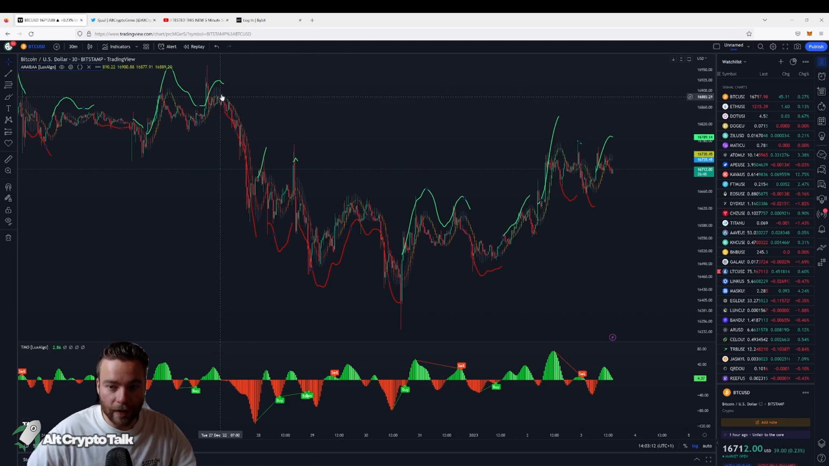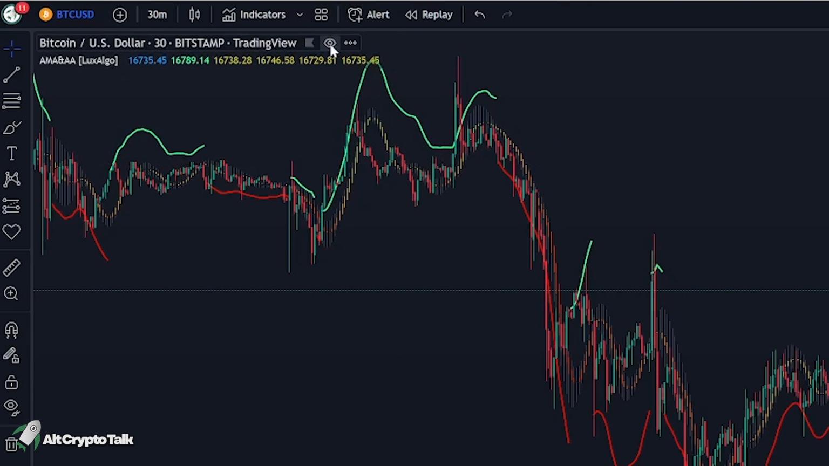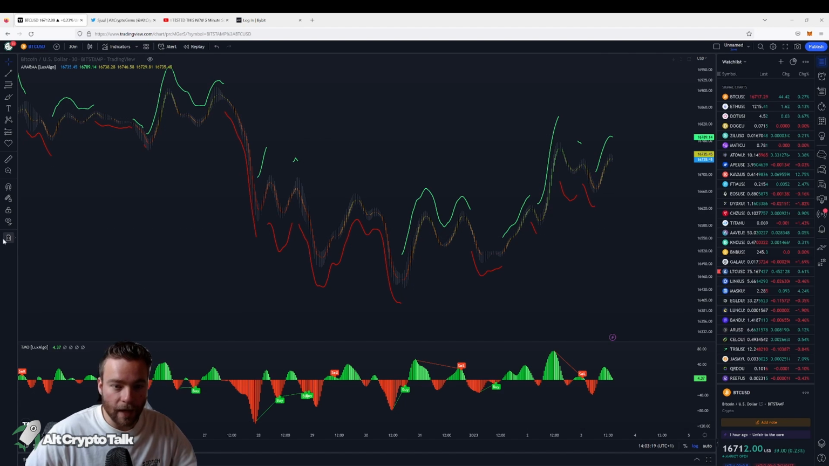Now all that's left to do is hide the actual Bitcoin candles. So let's click the little eye icon up here. And now we're all set to go and start getting some signals.